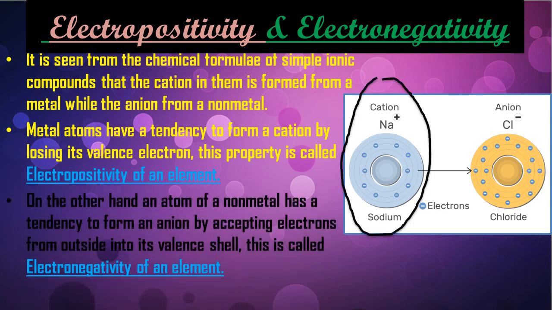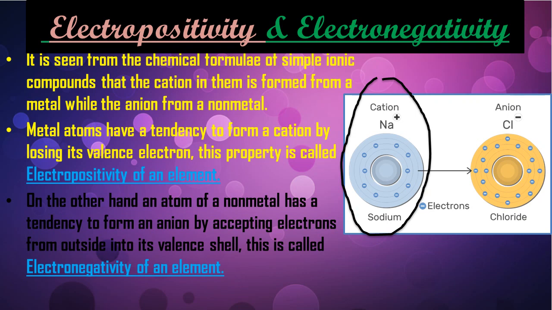On the other hand, an atom of a non-metal like chlorine has a tendency to form an anion. Anion means a minus charged ion. It forms it by accepting electrons from outside into its valence shell, and this is called the electronegativity of an element. That means in a chlorine atom, in the last shell, there are 7 electrons. It requires one more electron to achieve the octet state or stability. So chlorine will accept one electron and complete its octet state. That means in the last shell it becomes 8 electrons.